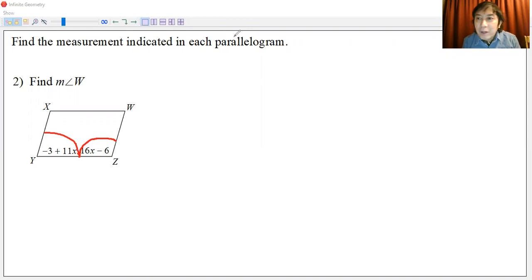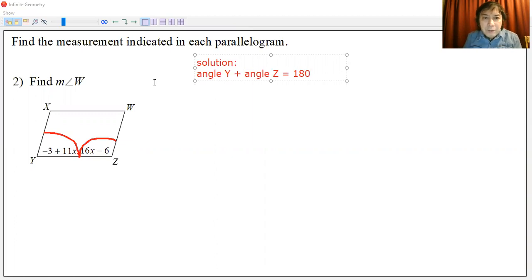The angles in a parallelogram, the opposite angles are equal, okay? But consecutive angles are supplementary. So we can actually add these two angles and equate this to 180. So our working equation, let us start with, angle Y plus angle Z must be equal to 180, okay? They are supplementary. And we can now use the expressions in the diagram. So we have -3 plus 11x plus 16x minus 6. This must be equal to 180.